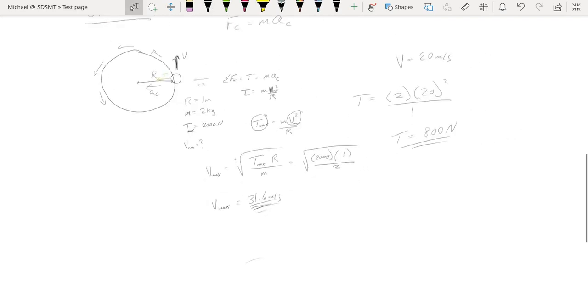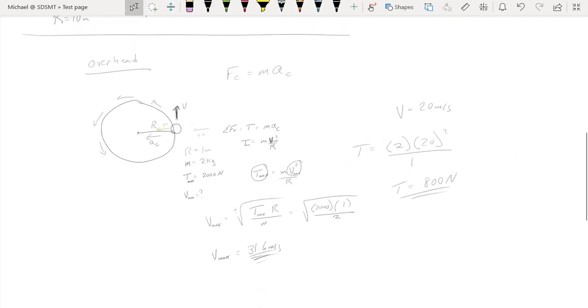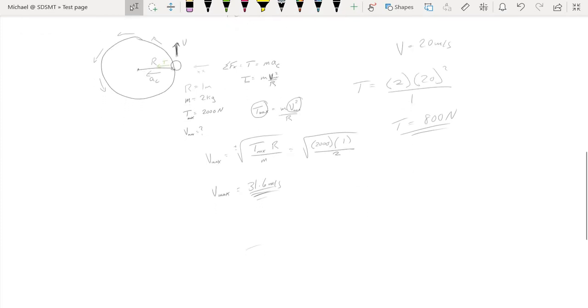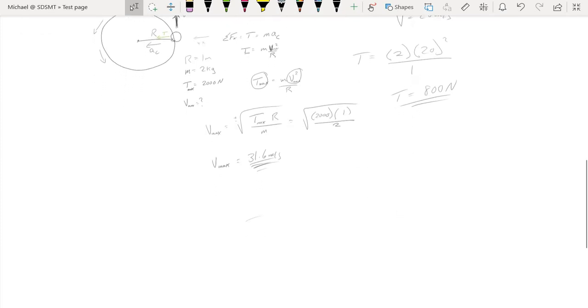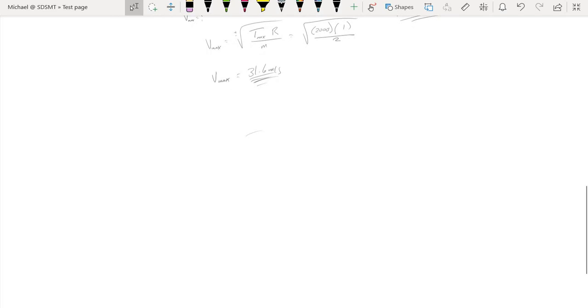Now we can take this example further. We can do something similar to what we did with the loop-de-loop. We could take that same rock, and instead of swinging it around in a horizontal circle, we could swing it around in a vertical circle.